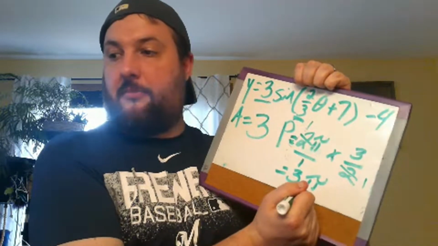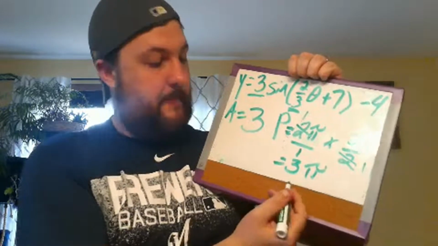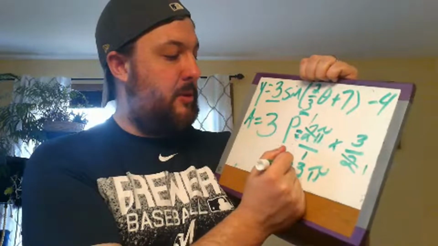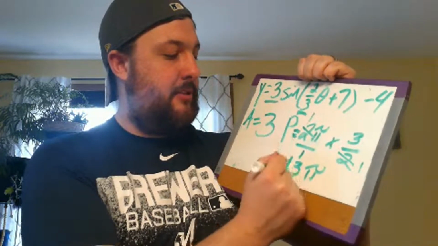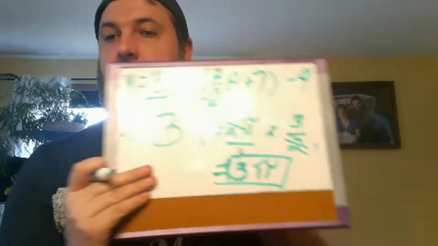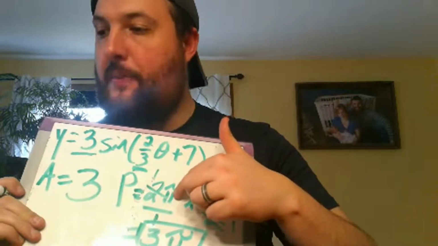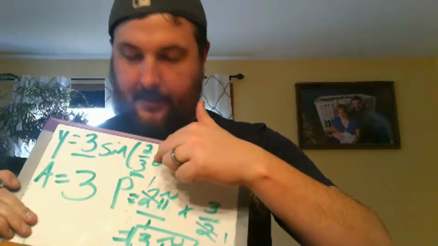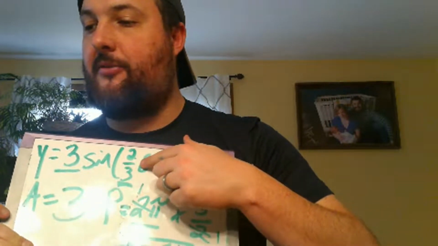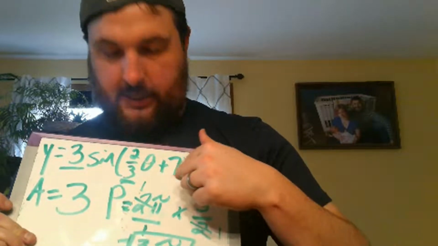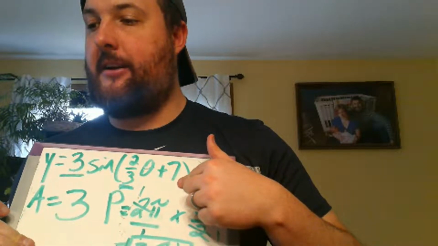And then pi just comes along, right? And then I'll have 1 times 1 on the bottom. So in other words, the period is 3 pi. So a couple things about this process is it's always 2 pi divided by this number inside the parentheses that's multiplied to the variable, right? You don't use this one at all. This adding part here, you don't use.